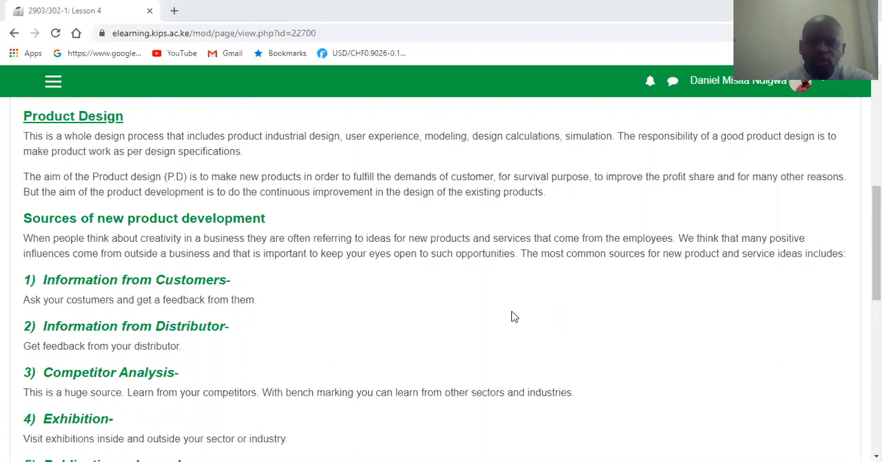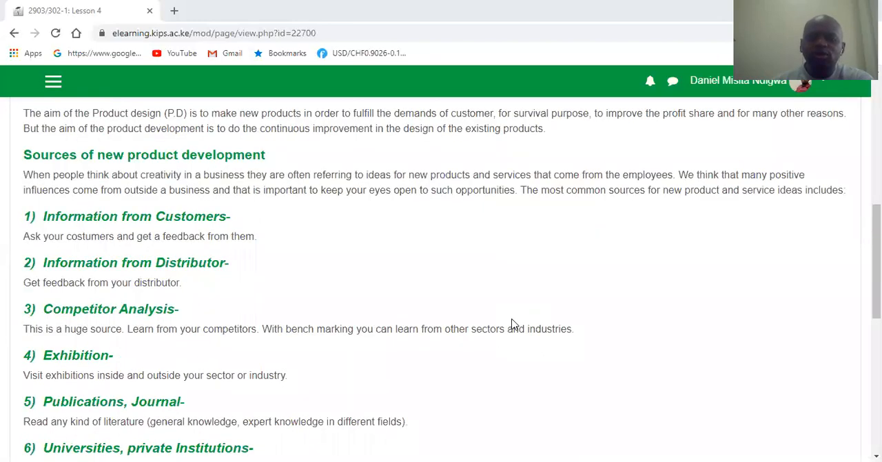You can also do what is called competitor analysis. This is where you go to your competitor and try to figure out what your competitor is doing, so that you can either improve on your existing product or come up with a new product that will counter your competitor. The other important source of information is exhibitions.